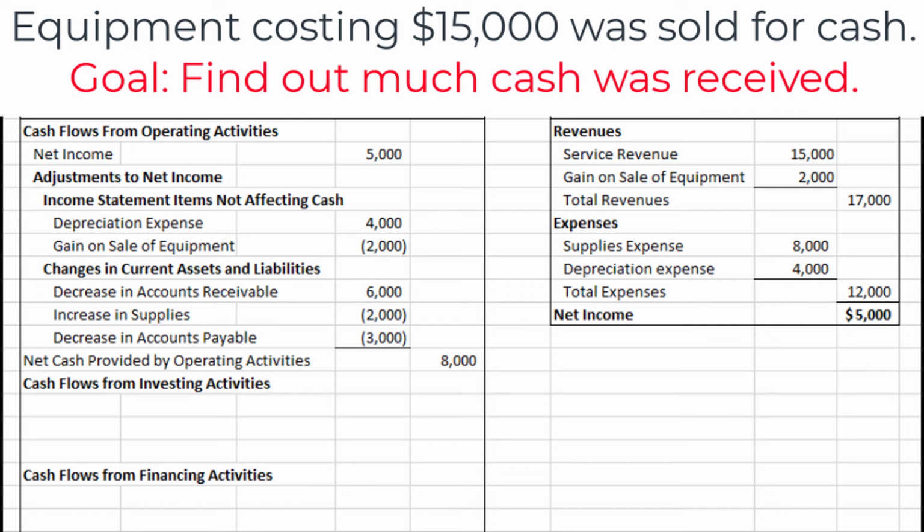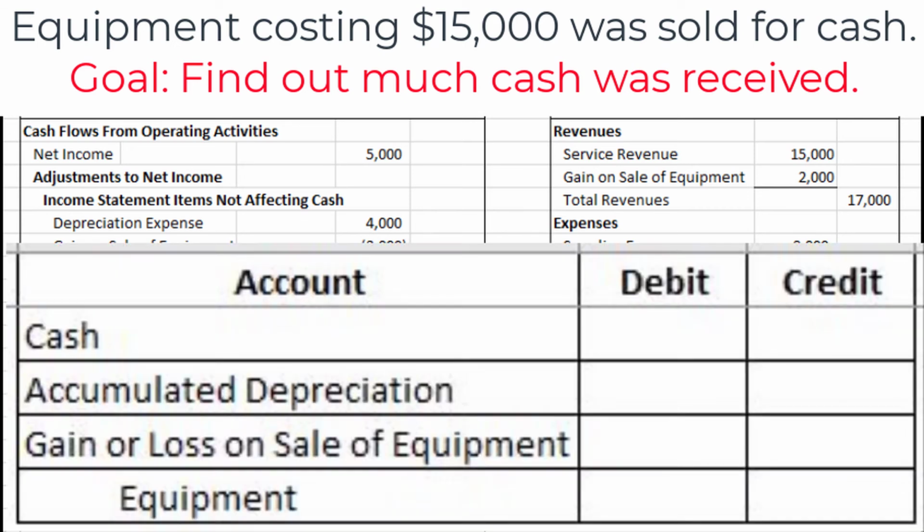And we're going to do that by recreating the journal entry associated with this transaction. Now you may recall that the journal entry related to the sale of equipment includes a debit to cash, which is really the only part we're interested in here. We want to know how much cash was received for this equipment. But we're going to have to fill in the other blanks, so they also include a debit to accumulated depreciation for however much depreciation has been recorded on this piece of equipment. We're going to have either a gain or a loss, or possibly neither if it was sold for its book value, and then a credit to the equipment account.